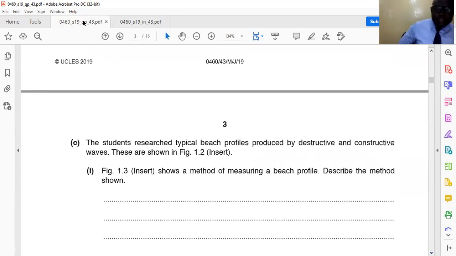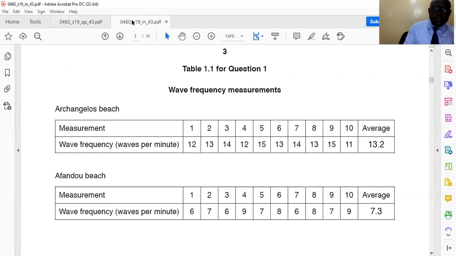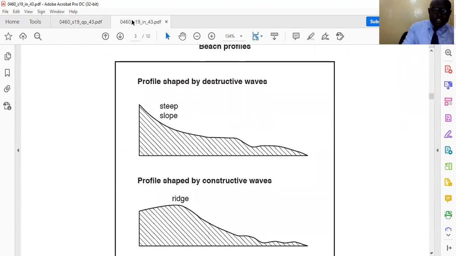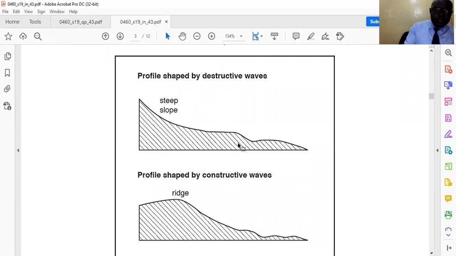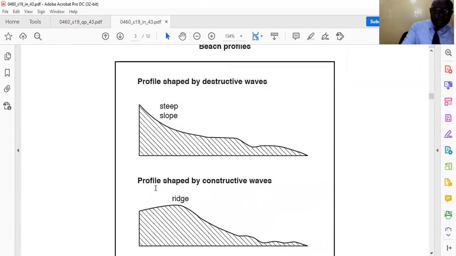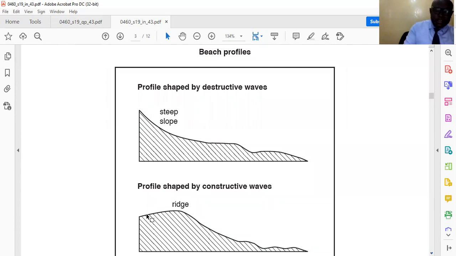Now, this question says the student researched typical beach profiles produced by destructive and constructive waves, and these are shown in figure 1.2 insert. So let's go to the figure 1.2 insert. Okay, profile shaped by the destructive waves. Then profile shaped by constructive waves. Of course, if you remember what a beach profile is. So this is a ridge. This is a constructive wave because it's building the beach. A destructive wave is eroding the beach.